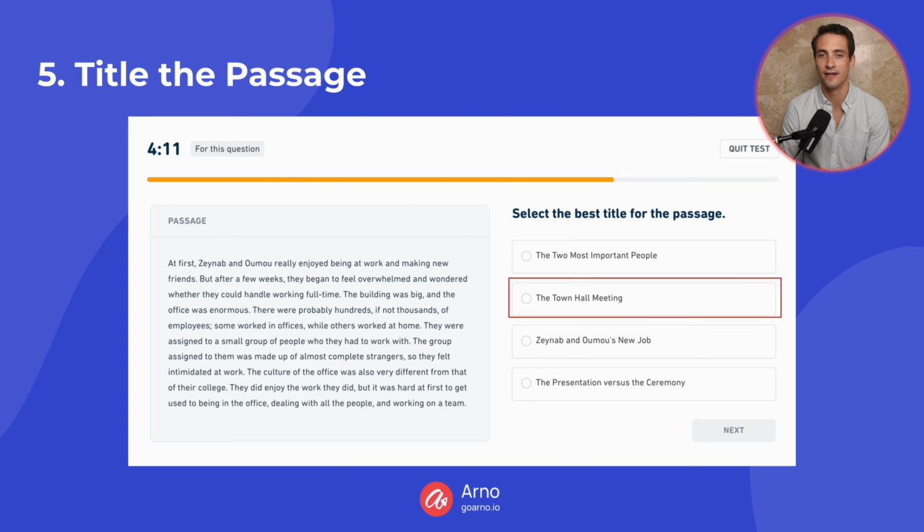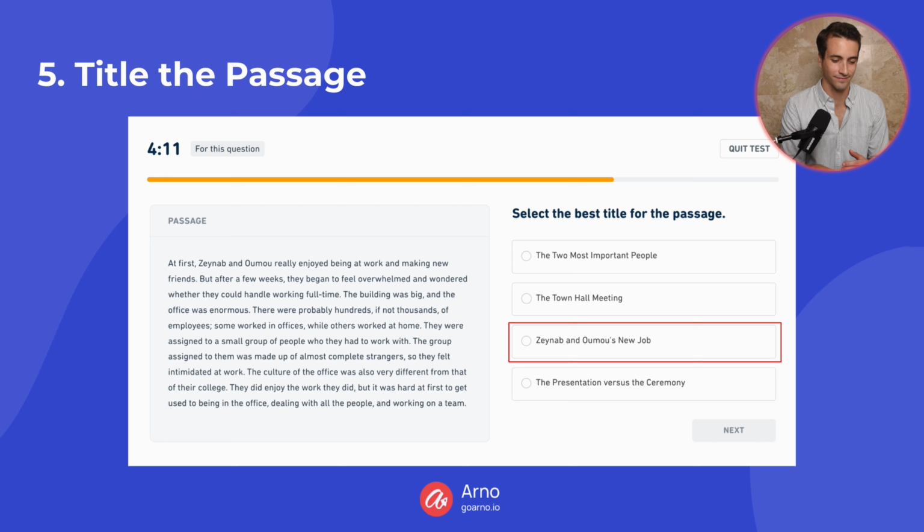The second option, the town hall meeting. Well, is there any mention of a meeting in the passage? No, the word meeting is never used, or meetings or a specific meeting is never discussed. Also, town hall is never discussed. Town hall is a meeting at the local government level. And we're not talking about local government here, we're talking about the workplace. So we can eliminate that option as well.